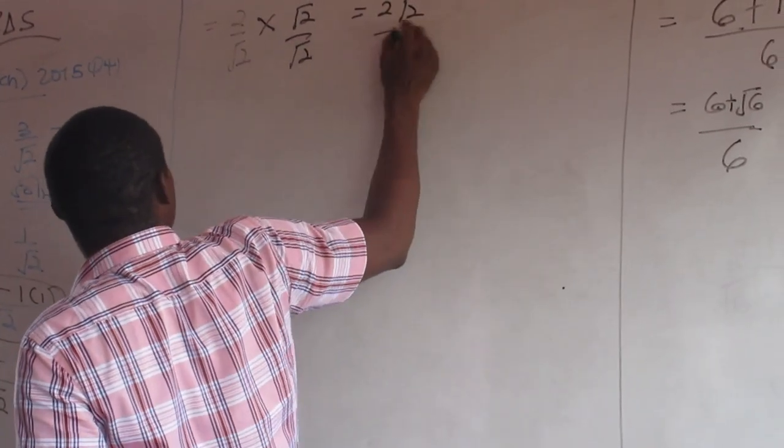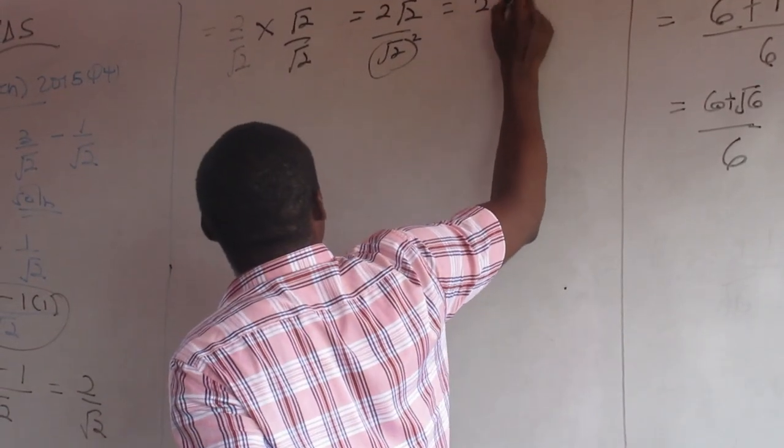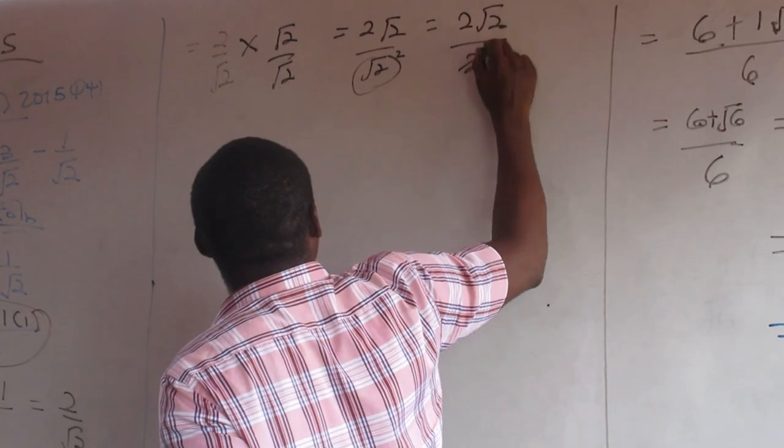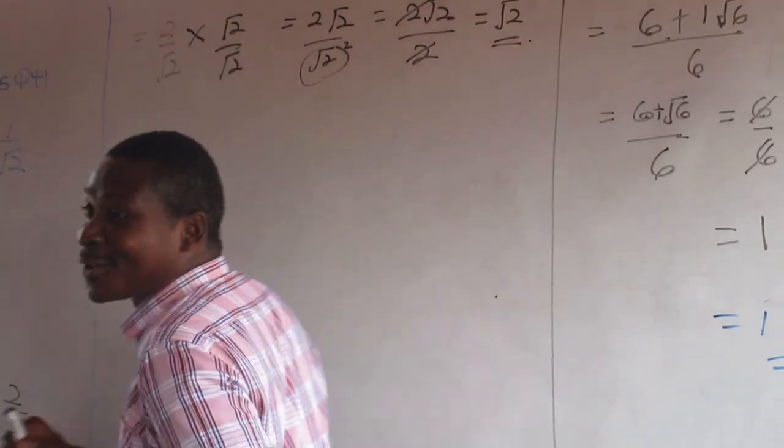Root 2 root 2 is root 2 all what? Squared. There is 2 root 2 over what? Single 2. The answer is what? Root 2. Good.